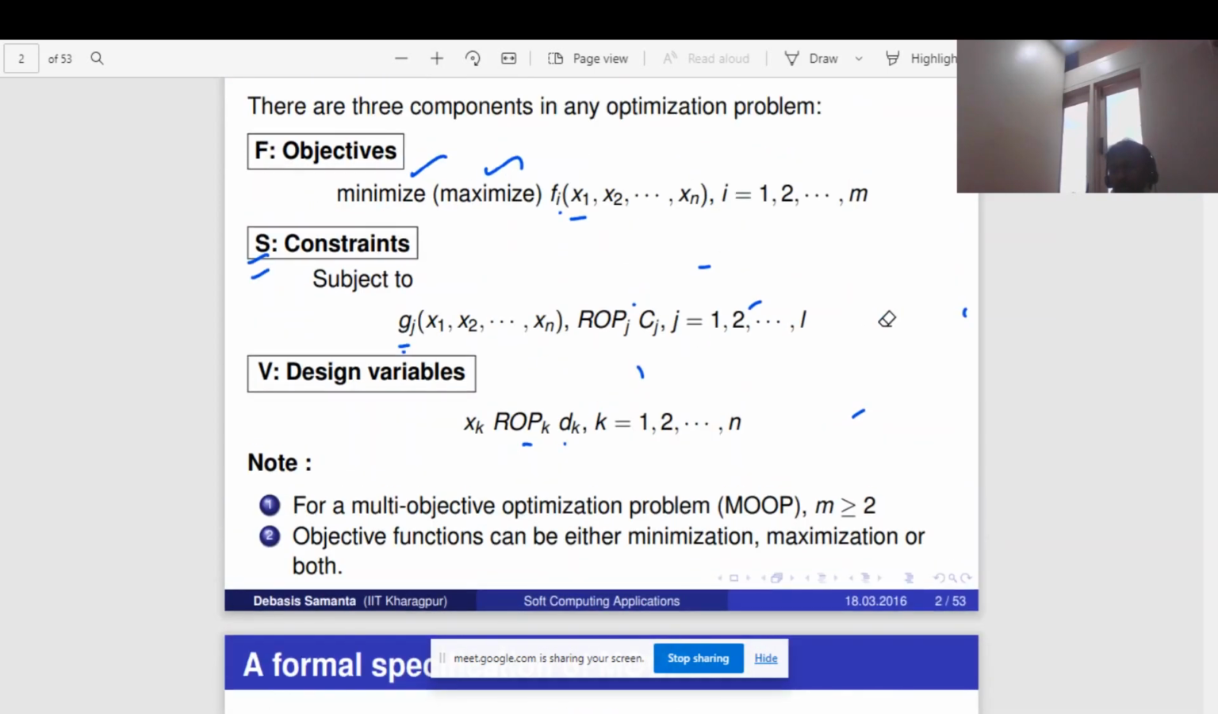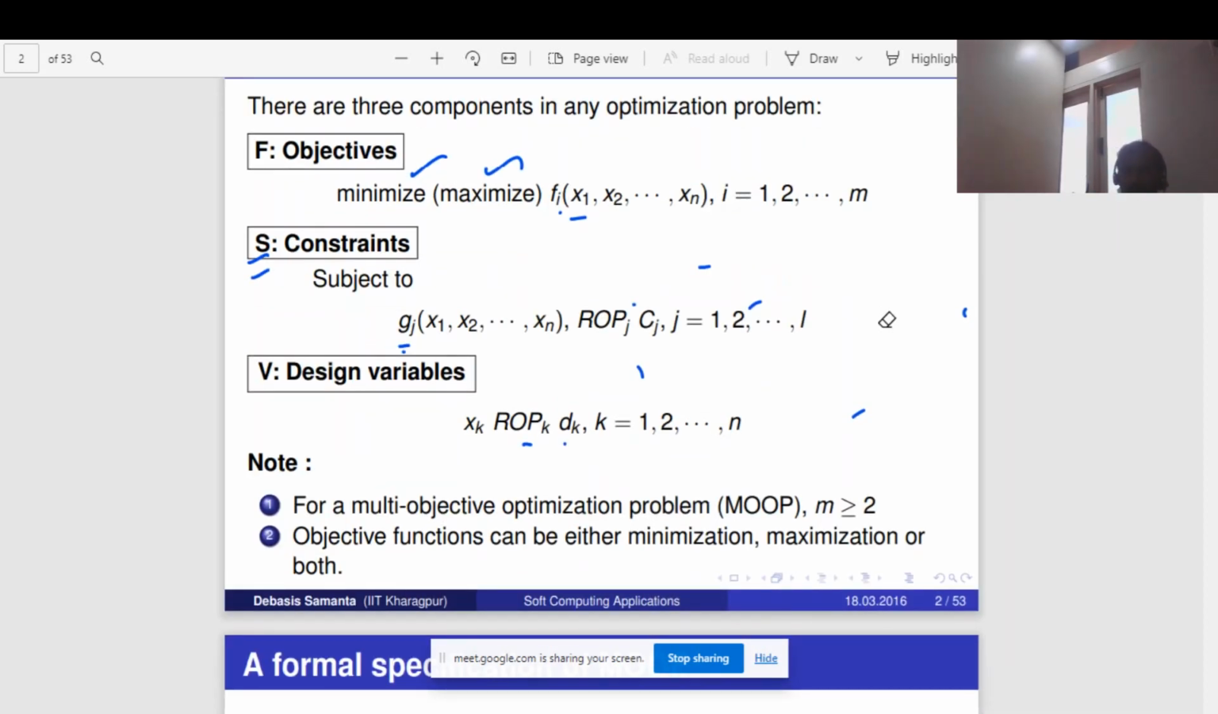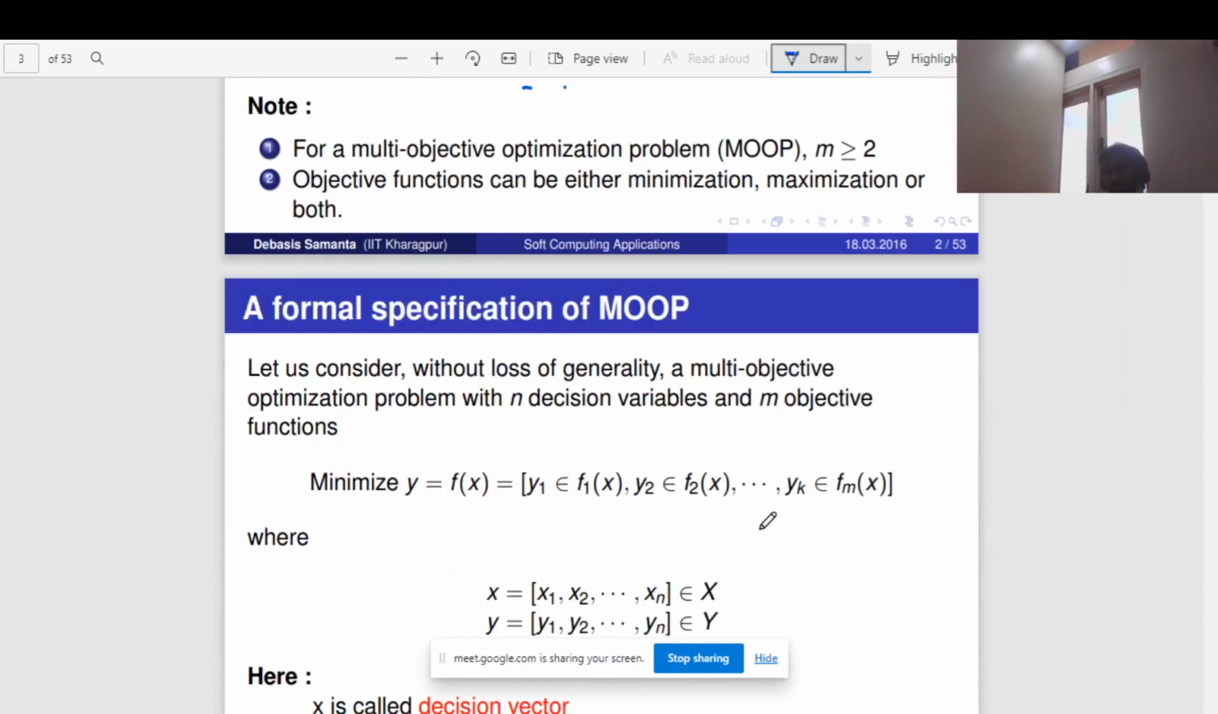So as a whole, the takeaway is that in a multi-objective optimization problem, you will have more than one function, and some of these functions should be maximized and some should be minimized. Here is a note: for a multi-objective optimization problem, m will be greater than or equal to 2. If m is 1, then it is a single objective function. Objective functions can be either minimization, maximization, or both. Both in the sense that some functions you want to minimize and some you want to maximize.